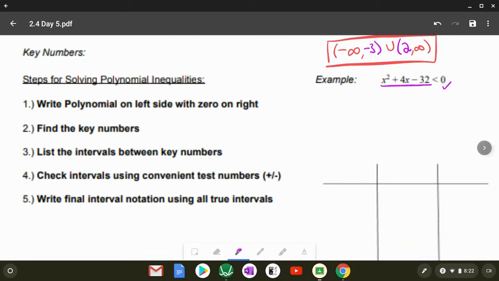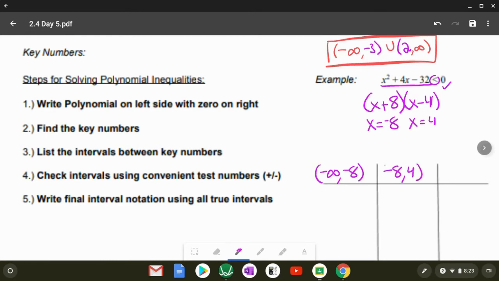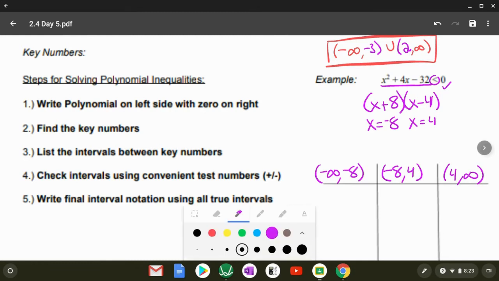So write the polynomial with 0 by itself, find the key numbers. So in this case, we're going to go ahead and factor: x plus 8, x minus 4. Because of that, our key numbers, solving for them, would be negative 8 and positive 4. So again, your intervals from least to greatest would be from negative infinity to negative 8, again not including negative 8, from negative 8 to 4, and then 4 to infinity, again not including any of them. Okay, so those are the intervals between the key numbers, and then we can check the intervals using the positive-negative test. And again, this time we're doing less than 0, so you've got to be careful about that.